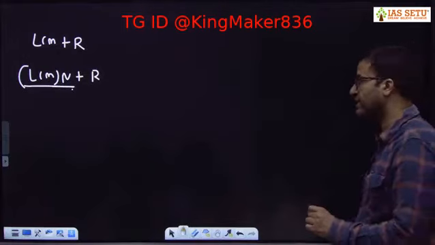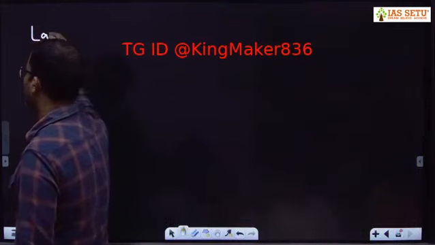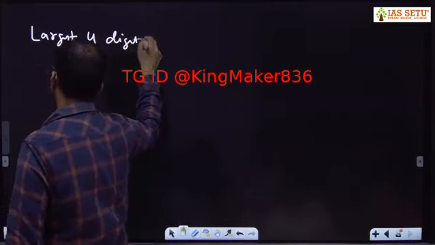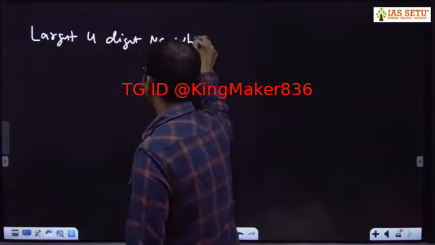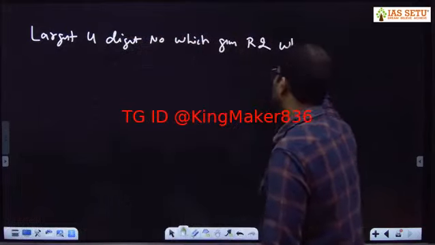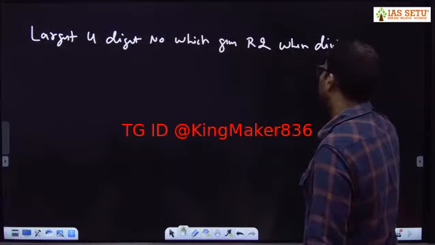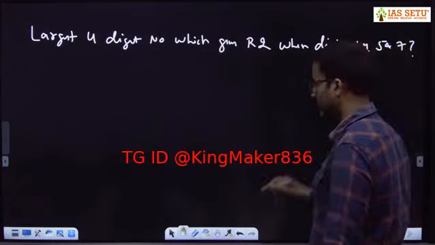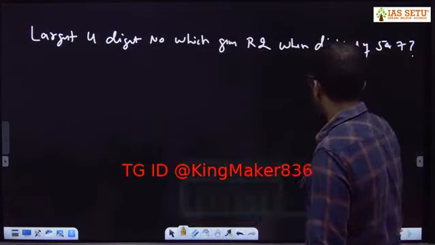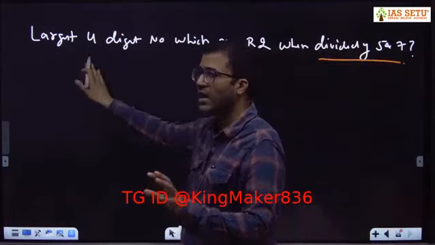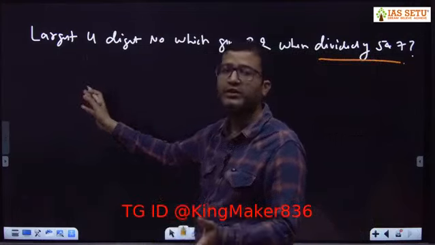Because they can ask a question: largest four-digit number which gives remainder 2 when divided by 5 and 7. So you focus here. Don't pay attention right now to largest or smallest, that comes later.